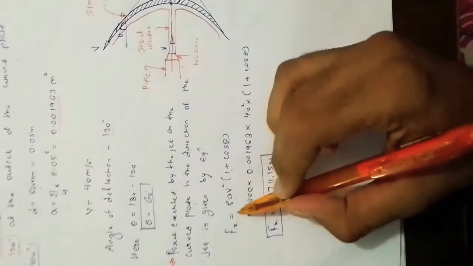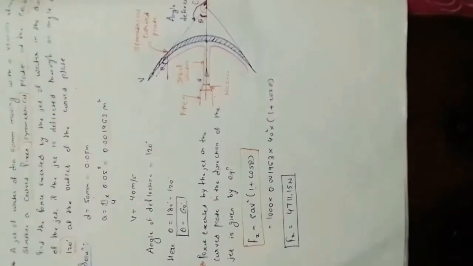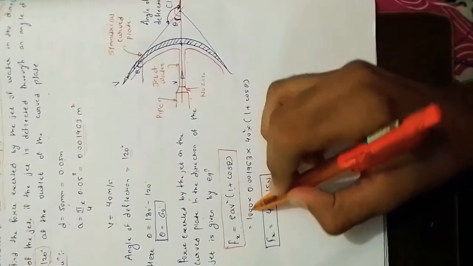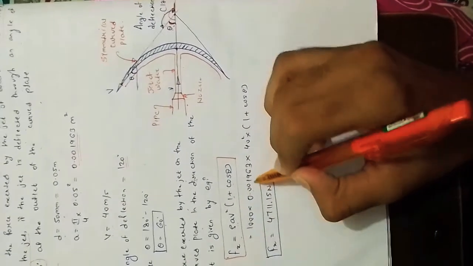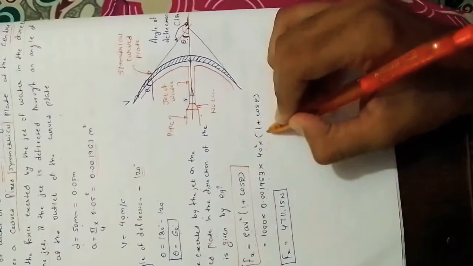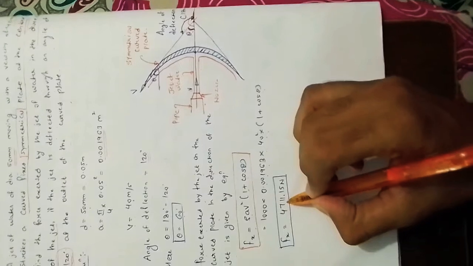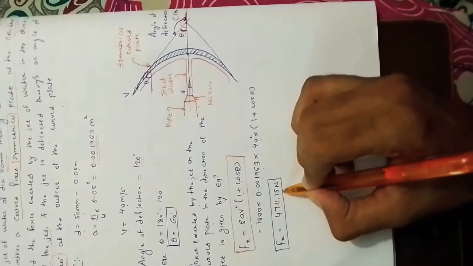Fx equal to rho a v square into 1 plus cos theta. So you should remember all the formulas as per the cases, and we should use the same formula with respect to the given case in the numerical. Okay. So here rho is 1000 into area. We have calculated it is 0.001963. So we have written here into velocity square, means 40 square into bracket 1 plus cos theta. Theta is 60. Okay. So the overall value we get is 4711.15 Newton.